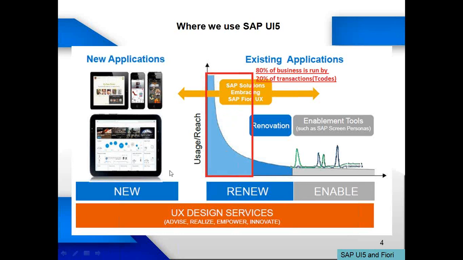So here we have three steps: new, renew, and enable. New in the sense, if you want to develop an app, you have to go blindly for SAP UI5 technology. So we are going to develop a new application in the new paradigm. And in renew, you need to integrate the SAP UI5 app to the existing business. So that is called Fiori.